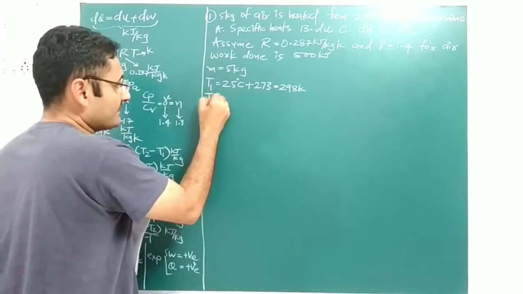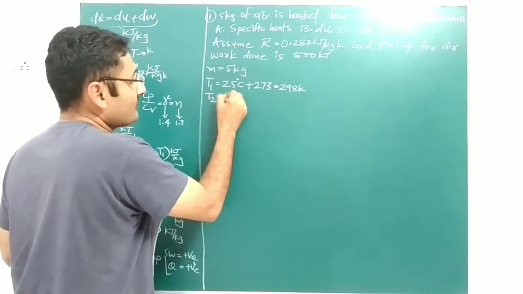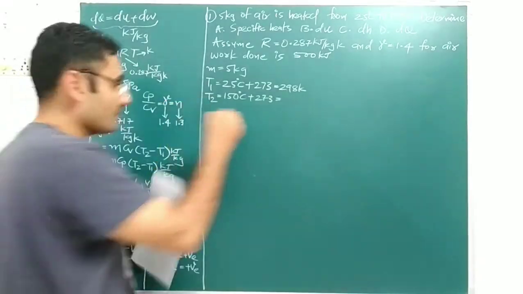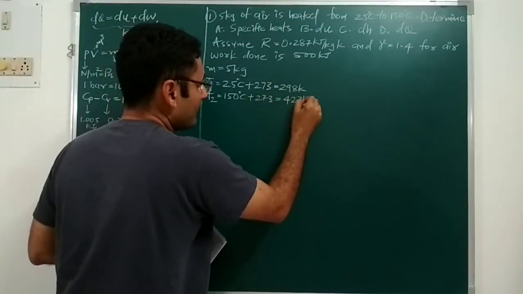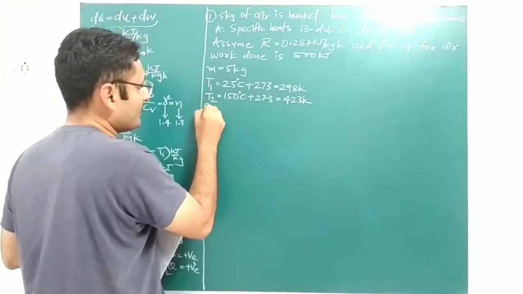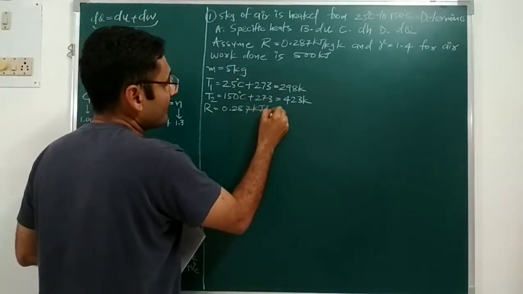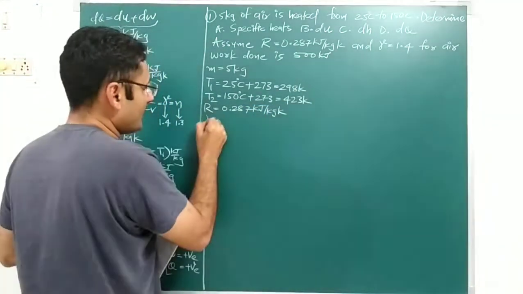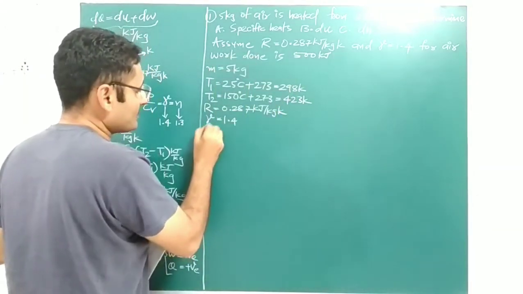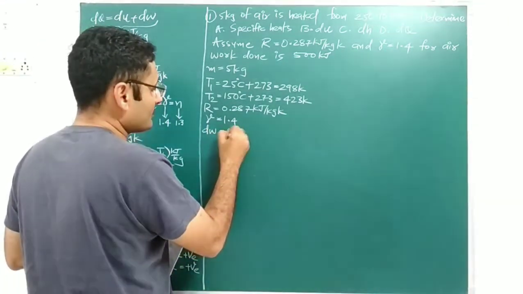Now it is heated to 150 degree centigrade. So T2 is 150 plus 273, so that temperature will be 423 Kelvin. Anything else? The value of R is given, so I will write 0.287. If it is not given, then also you can write this value. The value of gamma, the adiabatic index, is 1.4, it is given. Also work done is given, so I will write dW. You can write WD also, doesn't matter.